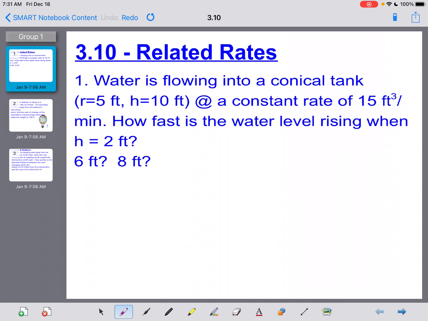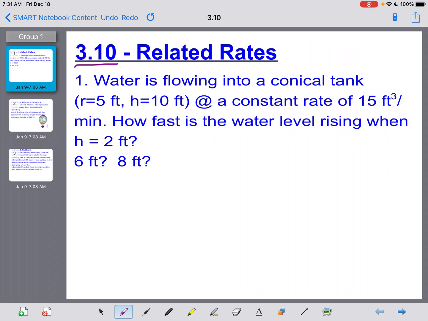So related rates, you'll notice the authors always tend to put this in chapter 3, and I like to cover it at the end of chapter 4, because in chapter 4 we're talking about applications of the derivative, and that's really what's going on in this section.